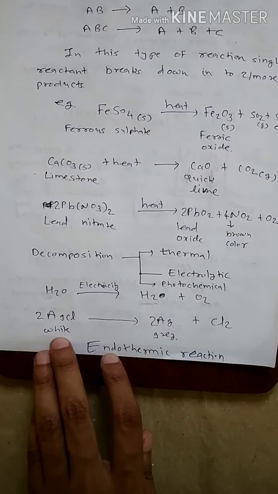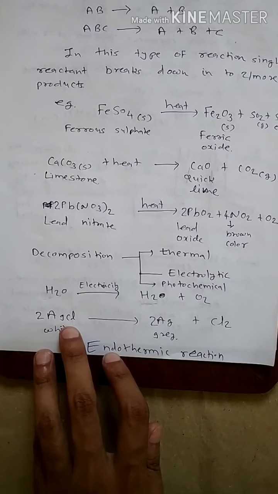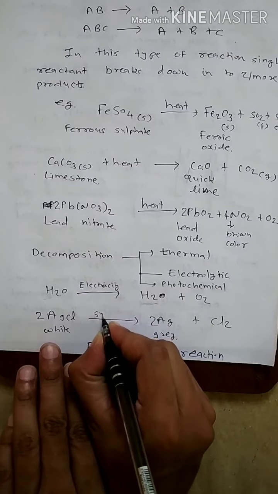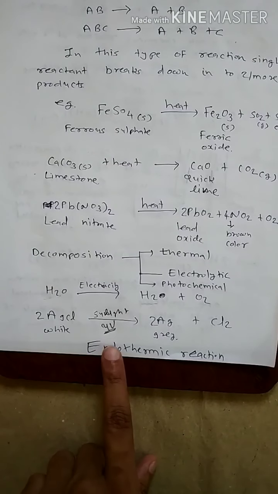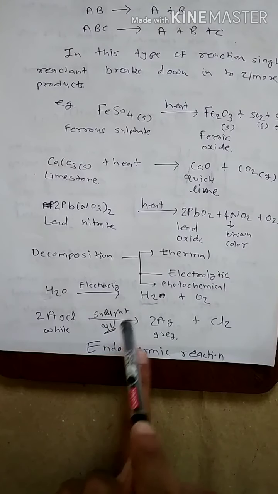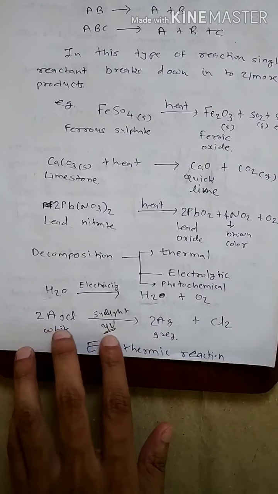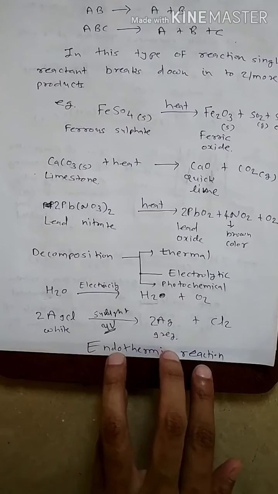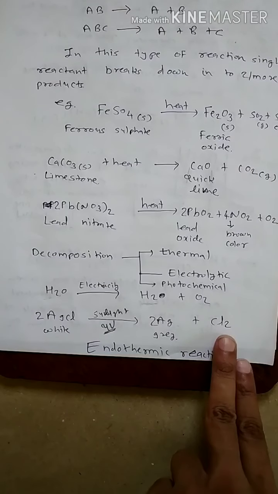When white colored silver chloride is exposed to sunlight, you can write sunlight or ultraviolet rays, UV. Okay, both, either sunlight or UV rays, they can write and ask some question. So when white colored AgCl is exposed in sunlight, it will give you grey colored silver and chlorine gas will evolve.